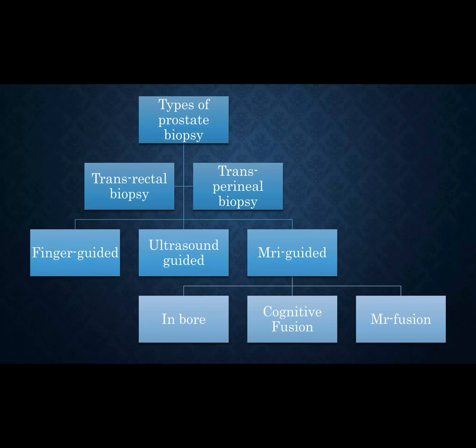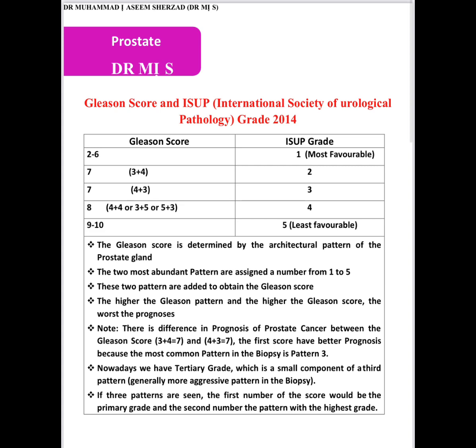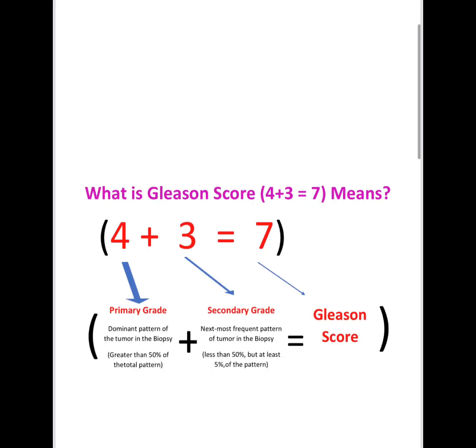And the various approaches we have already discussed: transperineal, transrectal, finger guided, ultrasound guided, and fusion biopsies. And what you should expect from a histopathologist: you should expect the Gleason score, primary and secondary, the total number of cores that are positive, and the percentage of each core that is positive. You should ask the histopathologist to tell you the Gleason primary and secondary, the total number of positive cores, and the percentage involvement of each.